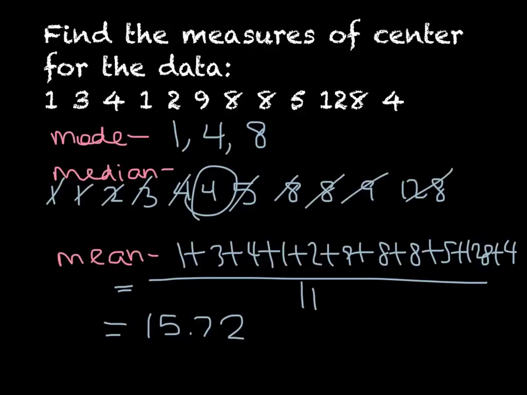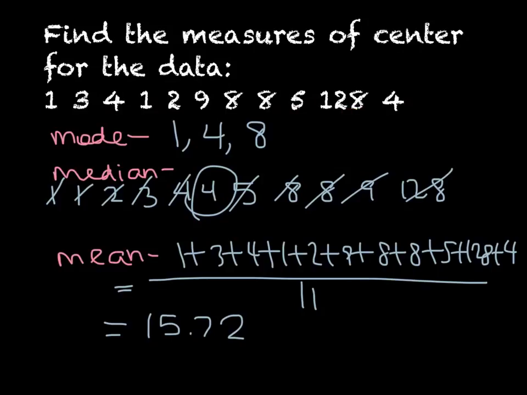Okay, now let's analyze which of these was the best measure of center. Our mode gave us 3 answers, so that probably was not a very good summary of the data. The median gave a 4, and all of the numbers do seem to be somewhat around 4, except for the 128, which is an outlier. Our mean was 15.72, but that doesn't seem to be a very good summary of the data because none of our numbers were anywhere near 15.72.